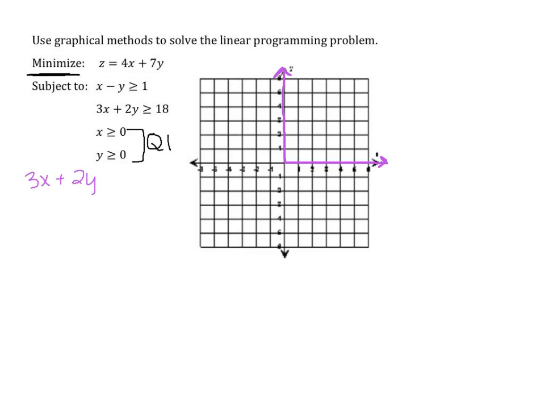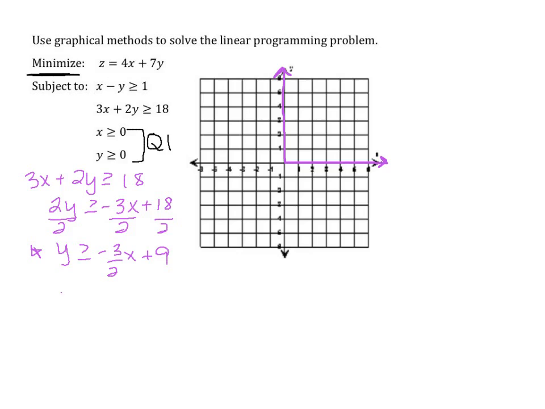So 3x plus 2y is greater than or equal to 18. 2y is greater than or equal to negative 3x plus 18. Divide by 2. y is greater than or equal to negative 3/2 x plus 9. So we have to graph this one.